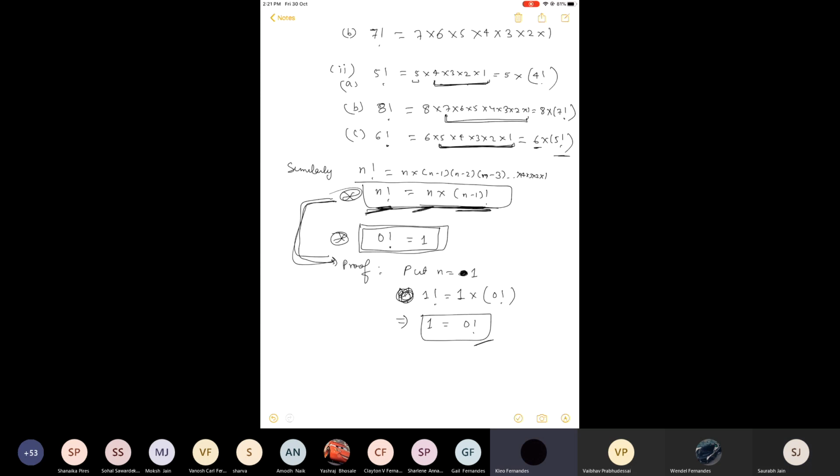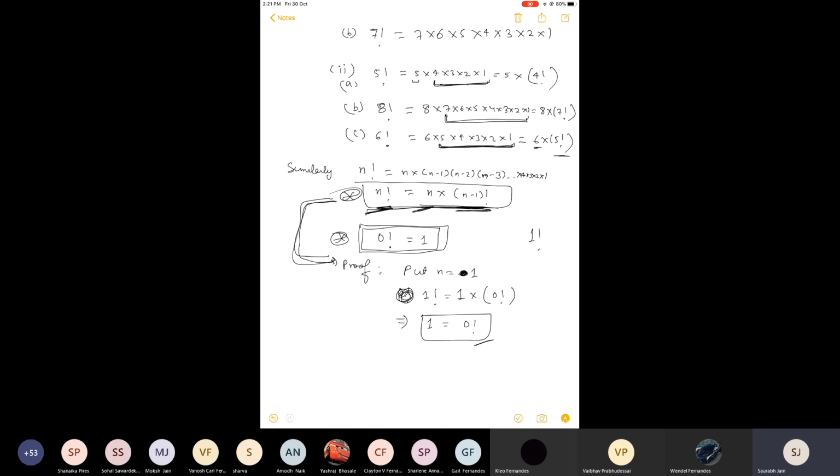So yeah, on the LHS of the proof, when we put n equals 1, it became 1 factorial. 1 factorial is 1 only by the definition. We can't get 0 factorial by the definition. We are getting 1 factorial by the definition.